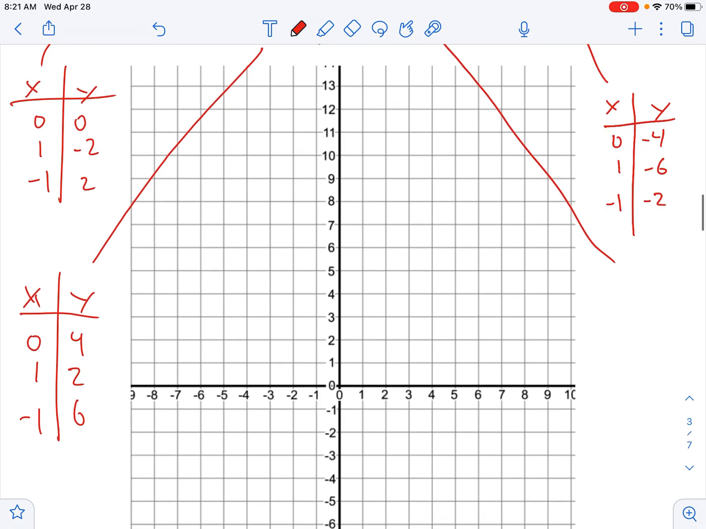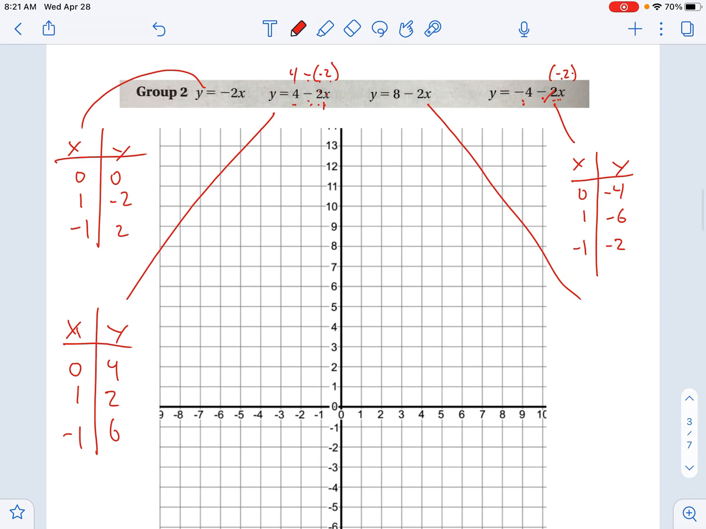I know, it's still so weird how that happens, but you got to keep control of that. Keep an eye on those negatives, especially when you're subtracting a negative. When x is 0, y is negative 4. When x is 1, y is negative 6. When x is negative 1, y is negative 2. Yay! All right, so we've got our t-charts.